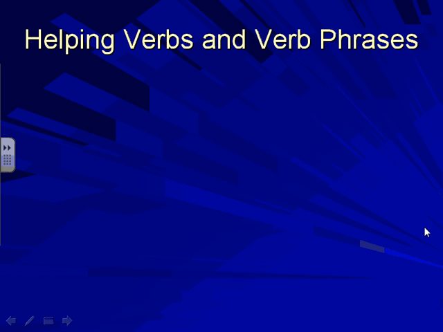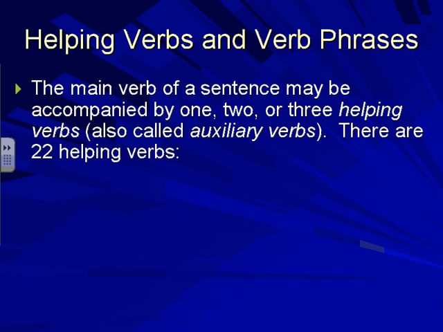The next thing we need to focus on after our look at action verbs and linking verbs is helping verbs and verb phrases. The main verb of a sentence may be accompanied by 1, 2, or 3 helping verbs. Helping verbs are also called auxiliary verbs.